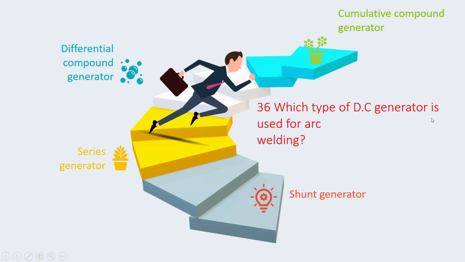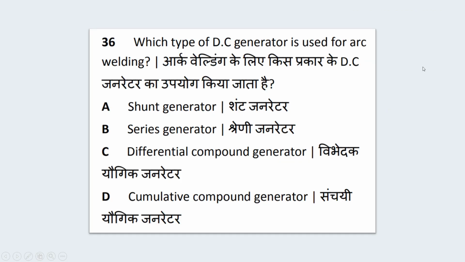Which type of DC generator is used for arc welding? This is an important question. This question came in exam also. Shunt generator, series generator, differential compound generator, cumulative compound generator. The answer is differential compound generator.